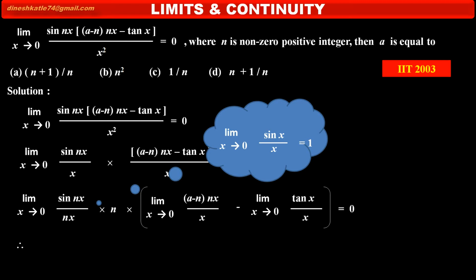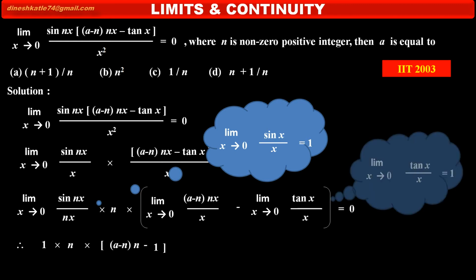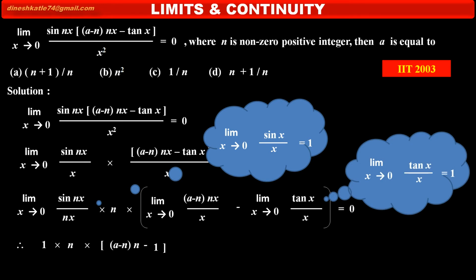Therefore, by using the rule limit x tends to 0 sin x upon x is equal to 1, we get limit x tends to 0 sin nx upon nx as 1, into the number n as it is, into bracket, in the first function x cancel each other and the remaining constant part is bracket a minus n into n, minus limit x tends to 0 tan x upon x, which is 1 according to the rule, equal to 0 as it is.